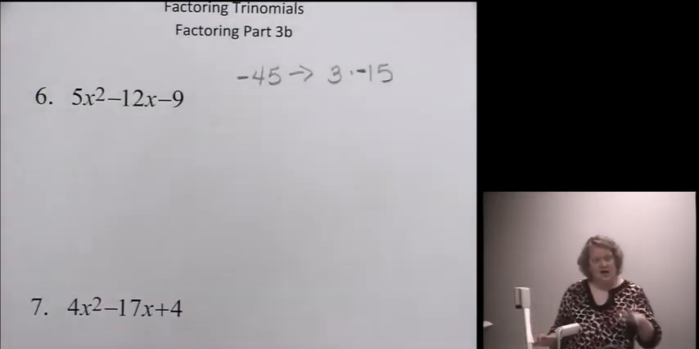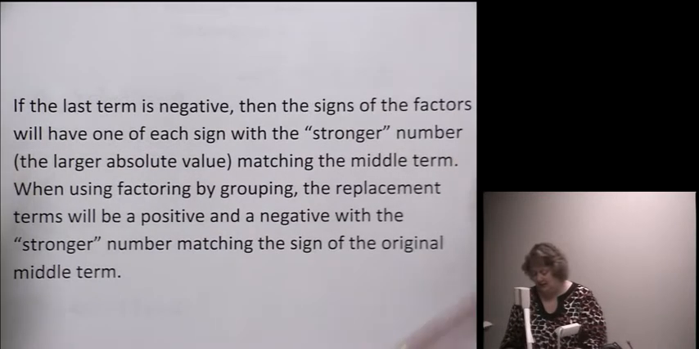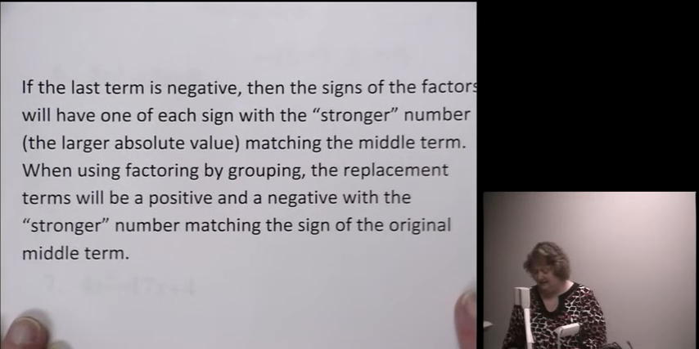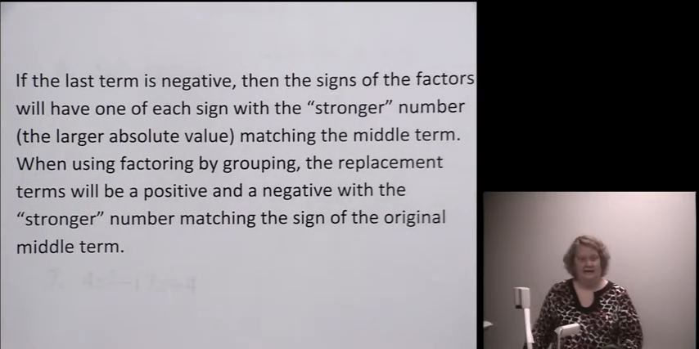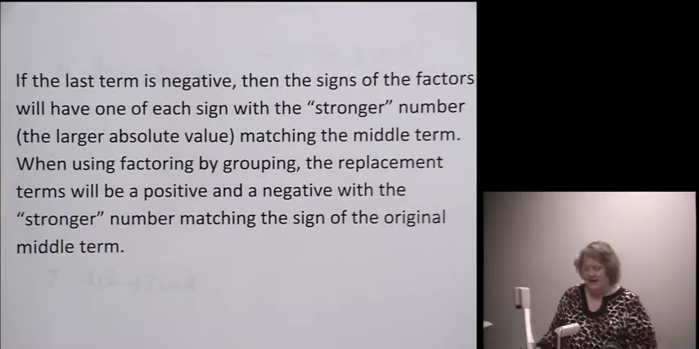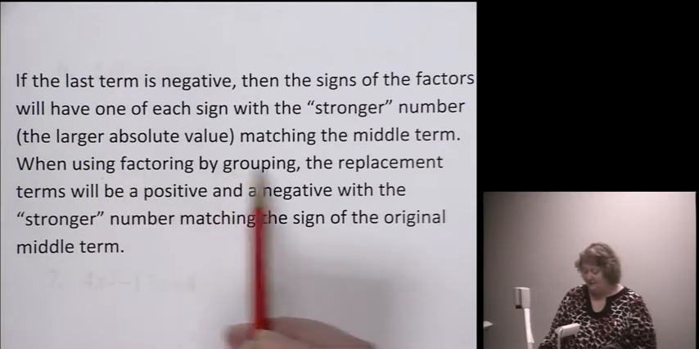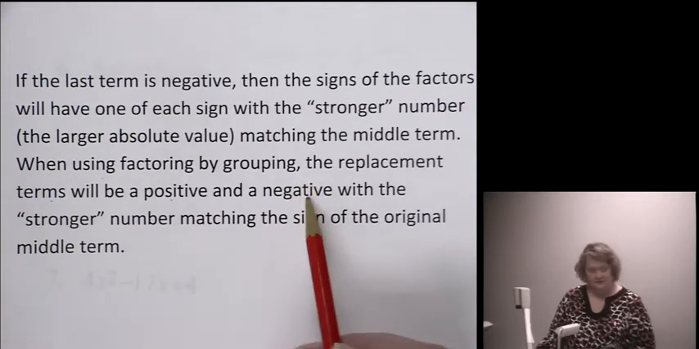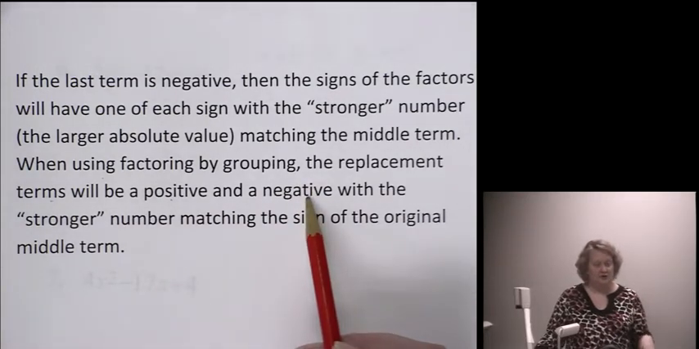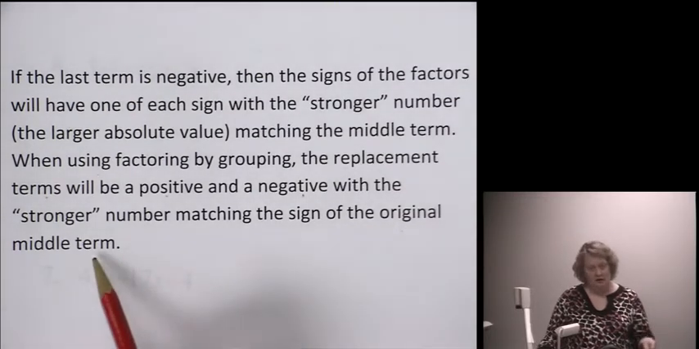Okay, now let's talk about how that rule of signs will help us. I've got the rules of signs printed here, and I'm hoping to get these out where they're available on the internet or other places, but they're also available if you want to come by and get them. But if that last term is negative, and for now we want to skip down to where it says factoring by grouping: when using factoring by grouping, the replacement terms will be a positive and a negative, with the stronger or larger number, which in our case was the 15, matching the sign of the middle term.